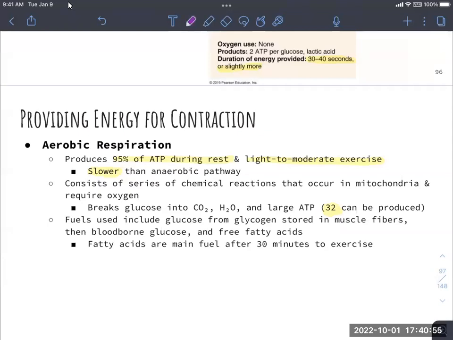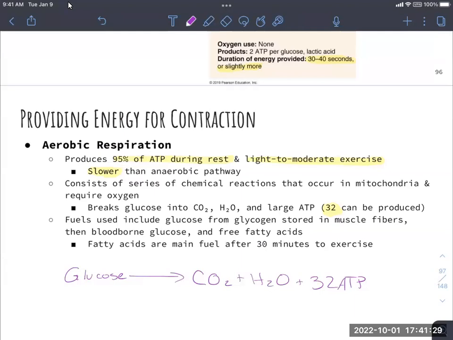So when we break down our glucose through aerobic respiration, we get carbon dioxide, we get water, and we get 32 ATP. We can create a great deal of energy from this.